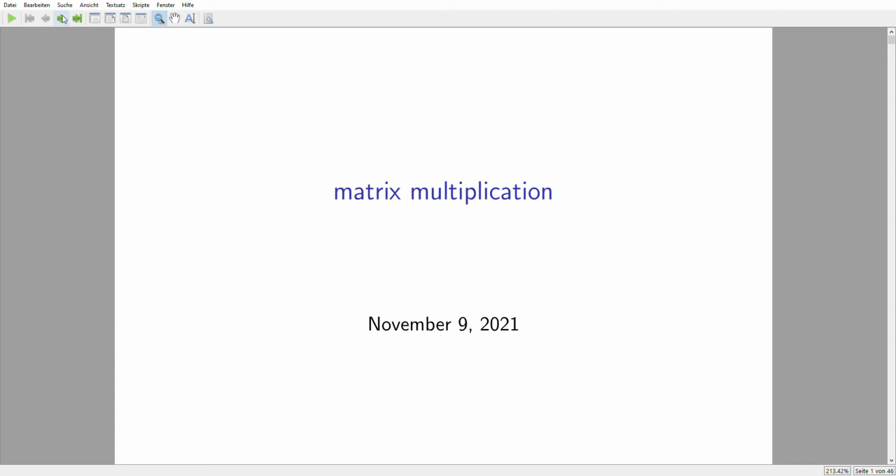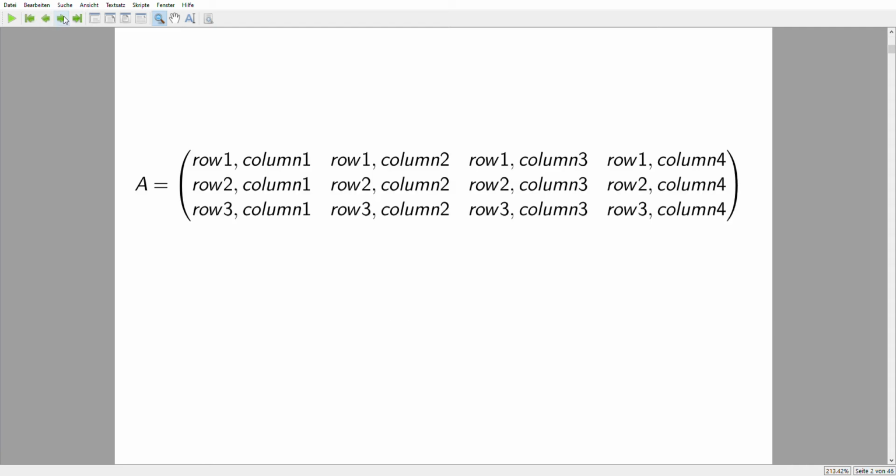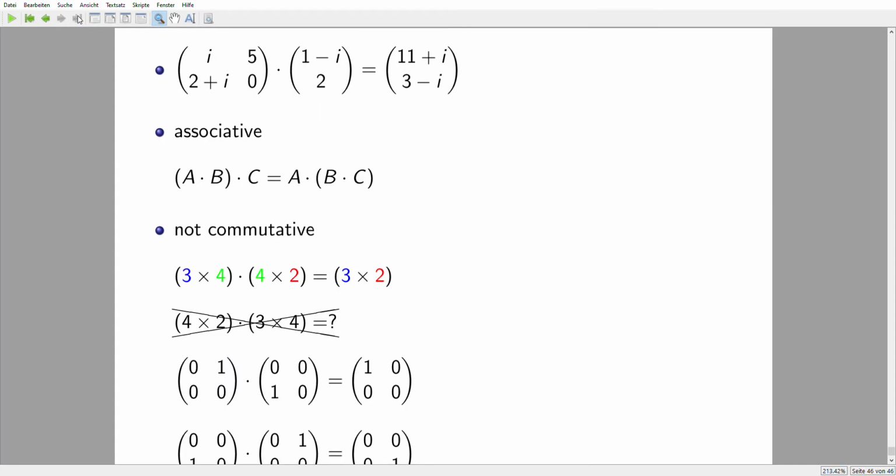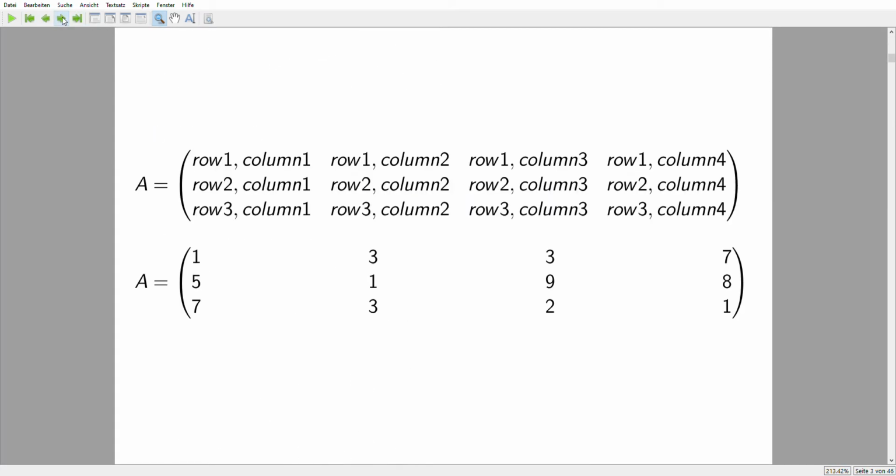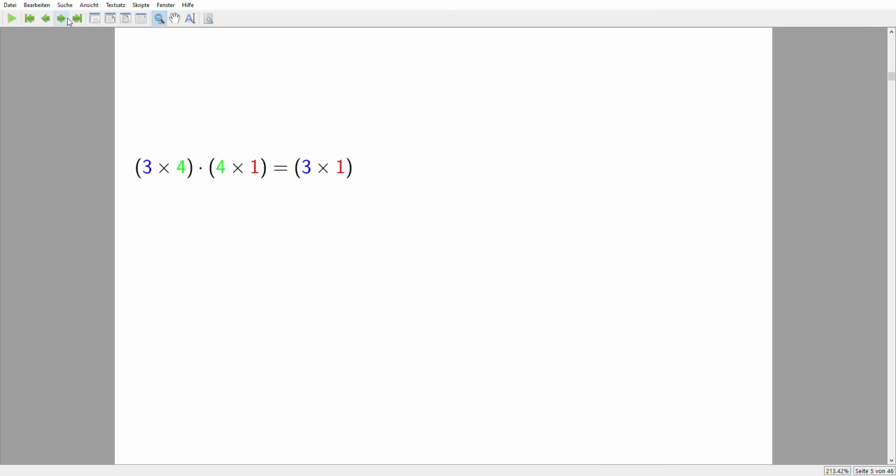Topic for today is matrix multiplication. If we want to multiply a matrix by another matrix, we have to check the dimensions first. Basically, a matrix has rows and columns, and when we declare the dimensions of a matrix, we always start with the number of rows and then we mention the number of columns. Therefore, a 3 times 4 matrix is 3 rows and 4 columns.